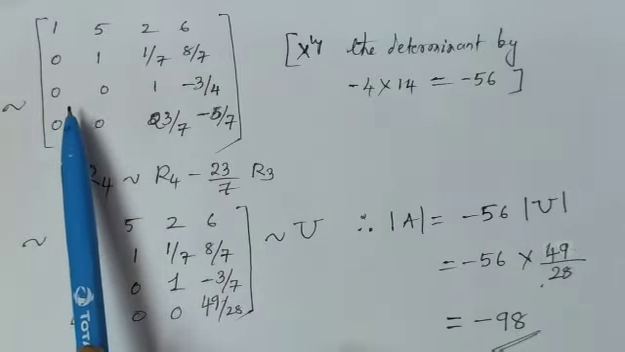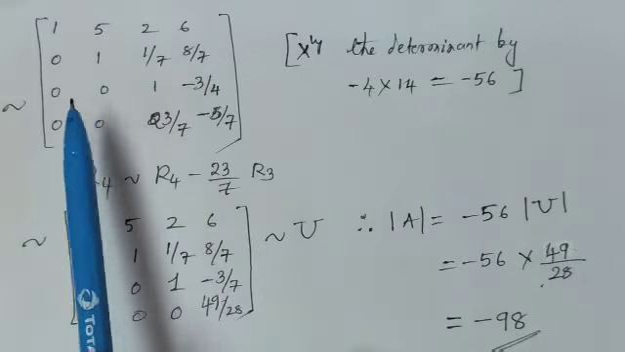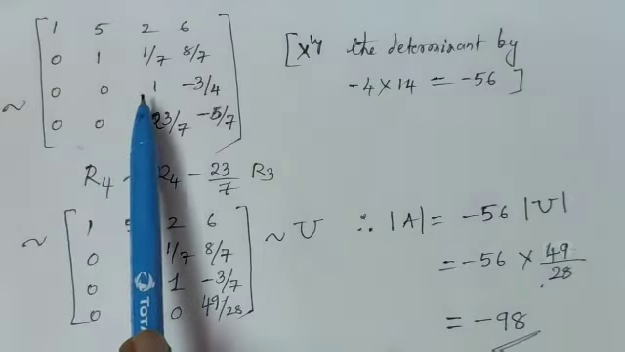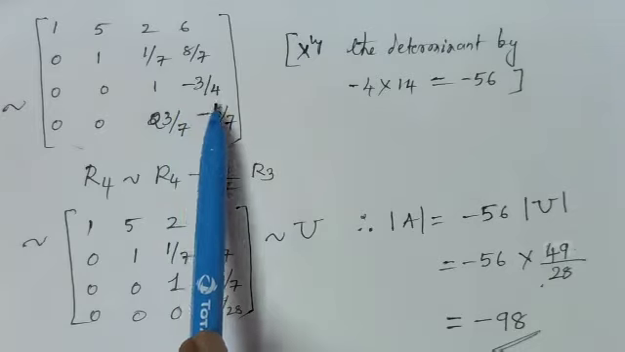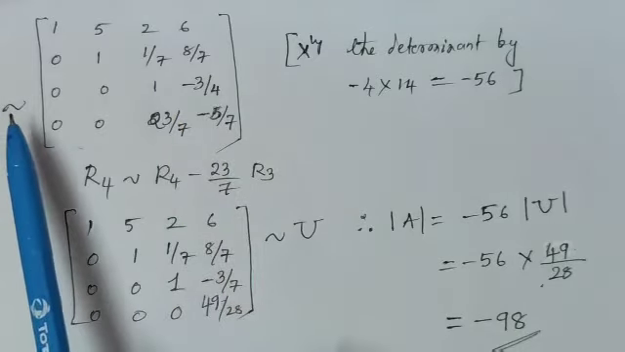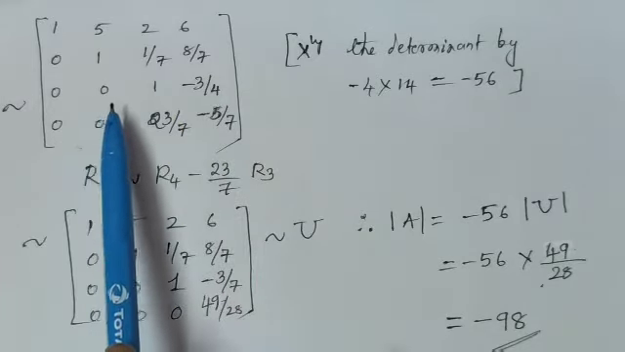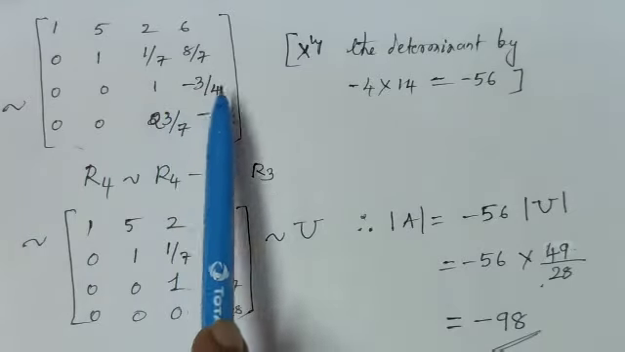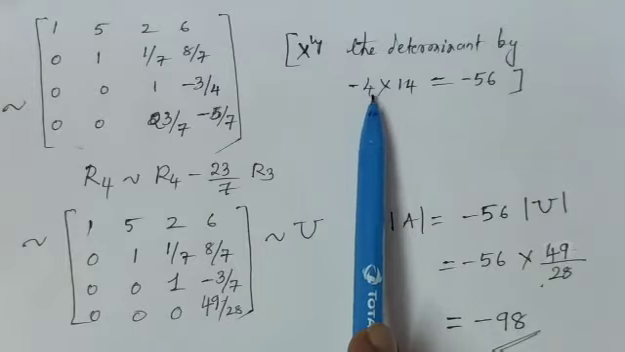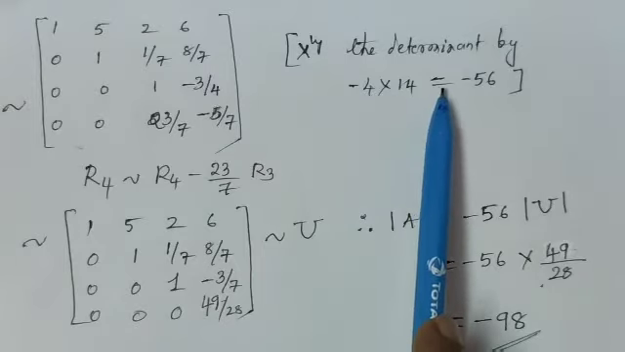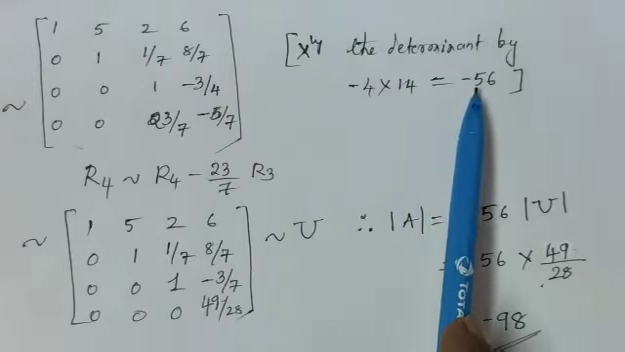In the third row I am dividing by minus 4. Now, 0 0 minus 4 divided by minus 4 is 1, and 3 by minus 4 is minus 3 by 4, from the previous matrix. Since I have divided this row by minus 4, I have to multiply the determinant of the equivalent matrix by minus 4. So minus 4 into 14 becomes minus 56.